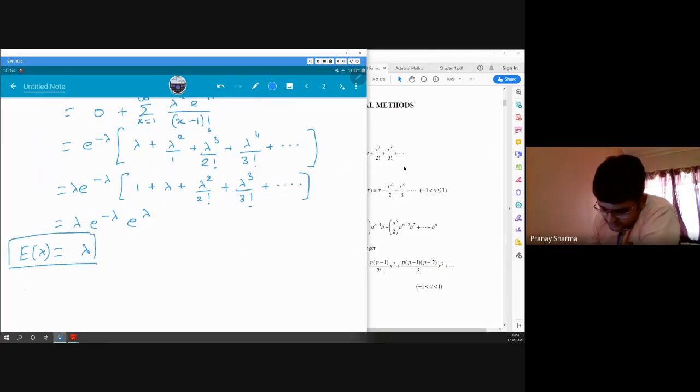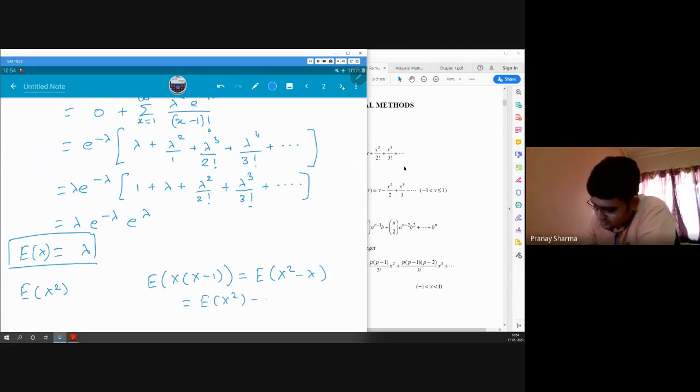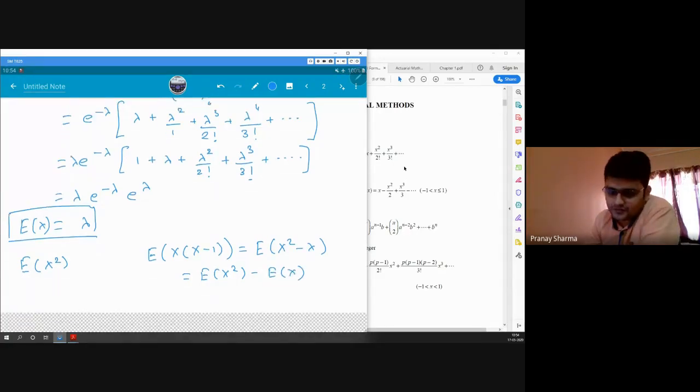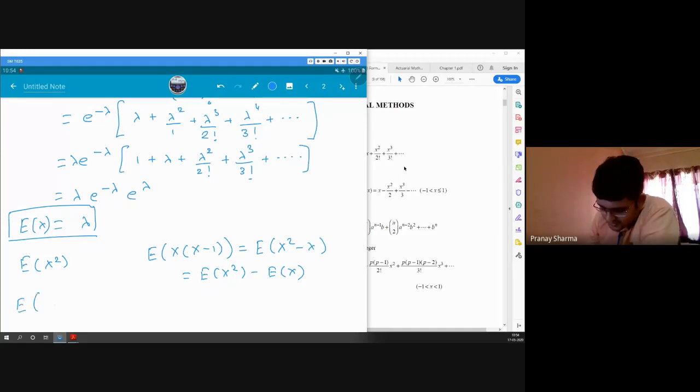Now to find our variance, we'll find the expected value of x square, but we'll not find the expected value of x square directly. We'll be finding the expected value of x into x minus 1. Why? I will explain that later. This must be equal to the expected value of x square minus x. That would give us the expected value of x square minus the expected value of x. And then I can rearrange to find the expected value of x square.